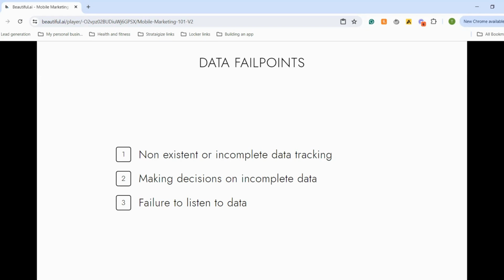And then finally, a failure to listen to the data. If you have set up all the data in the right way, you want to make sure that you're consulting that data with every decision that you make, and that you are making decisions that are going to drive user growth. They may be against your initial product vision. Your product may start going in a different direction, but that's the whole point of building the product with your users.